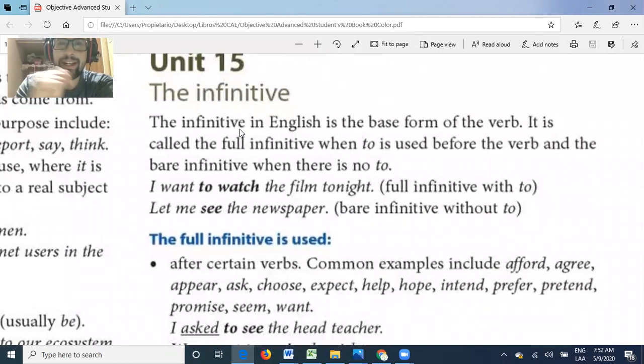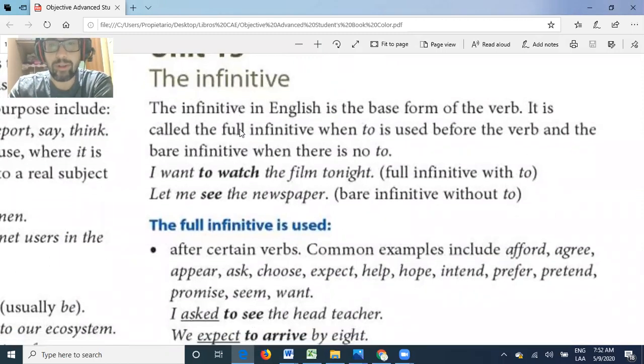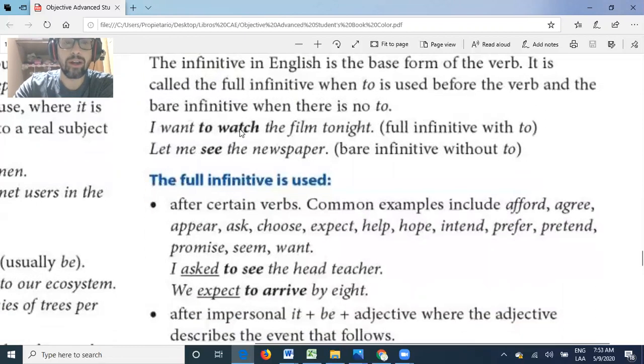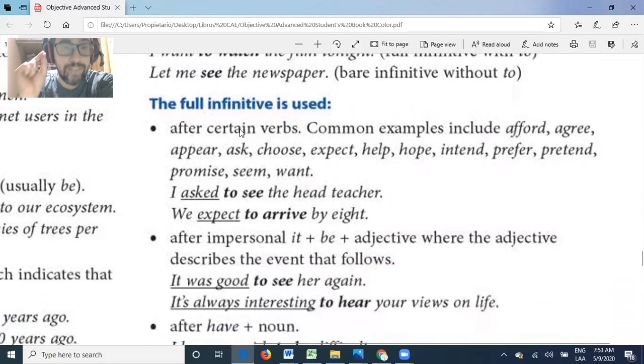Okay, the infinitive in English is the base form of the verb. It is called the full infinitive when to is used before the verb, and the bare infinitive when there is no to. For example, we have here, I want to watch the film tonight. Well, that's the full infinitive with to. Or another way of using the infinitive, let me see the newspaper. Bare infinitive without to. So remember, there are two types of infinitives, the one that has to and the one that doesn't have to.